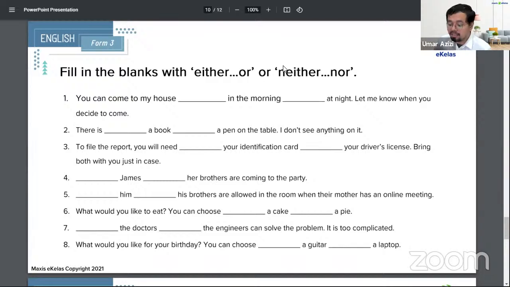So now, just to test things out so we really understand what's going on here, let's try using either or and neither nor. Let's try to understand one thing first. When do we use either or and neither nor?